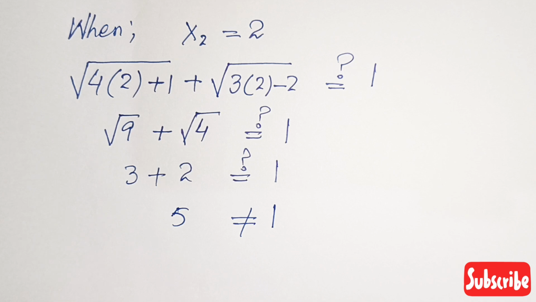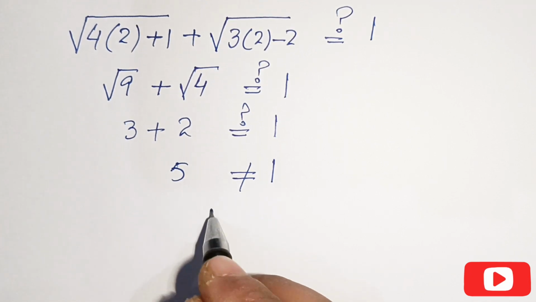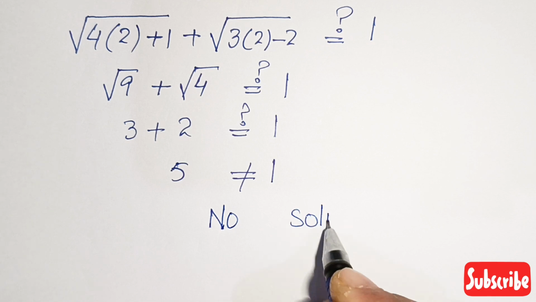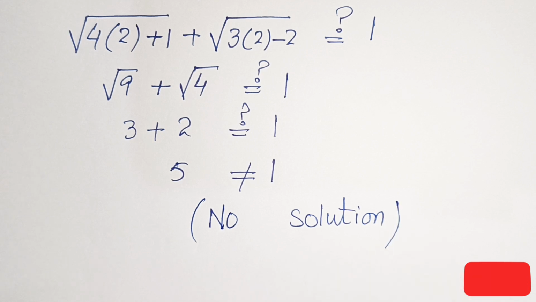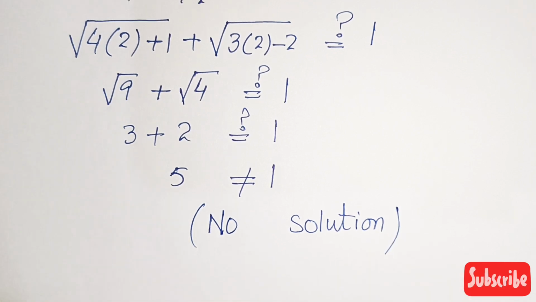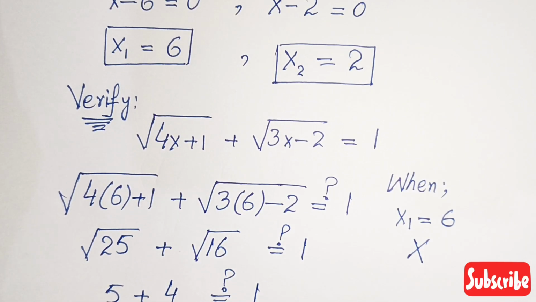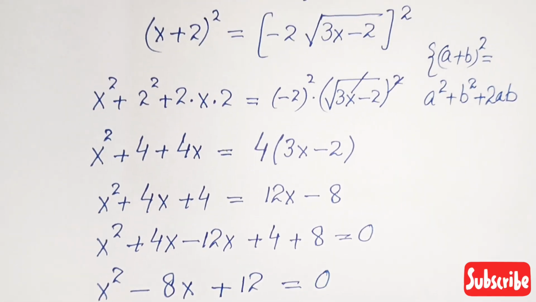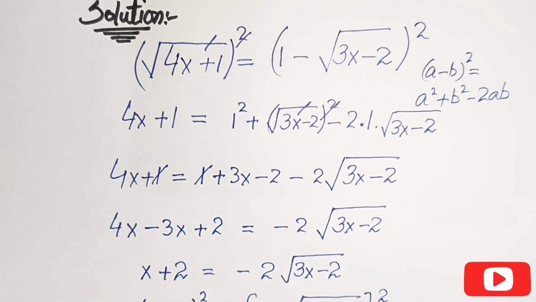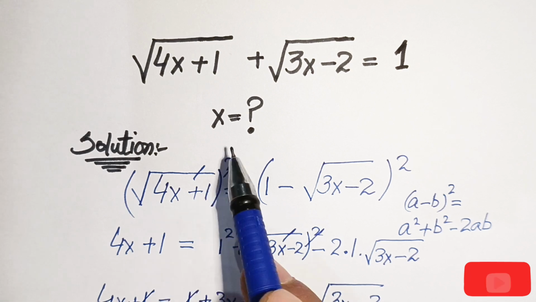Then here we see that this equation has no solution at all. There is no solution because both values x1 and x2 are not verified here. So we have checked our entire solution, that is square root of 4x plus 1 plus square root of 3x minus 2 is equal to 1. Here the equation has no solution for x.